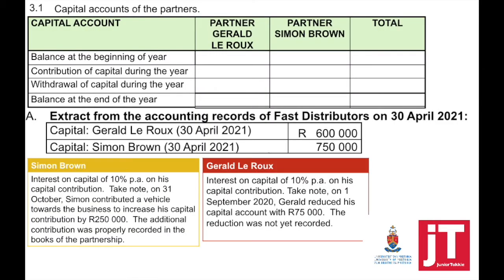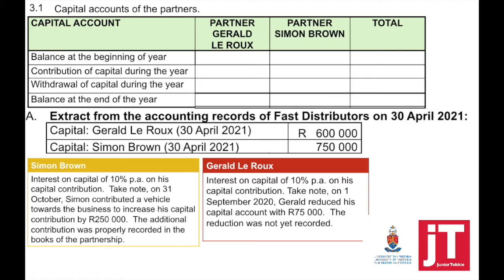Completing question 3.1, capital account. Extract from the accounting records, capital balances for Gerald and Simon on 30 April, which is the end of the accounting period. So if we now look at the information from Simon Brown, interest on capital of 10% per annum on his capital contribution. Take note, on 31 October, Simon contributed a vehicle towards the business to increase his capital contribution by $250,000. The additional contribution was properly recorded in the books of the partnership.